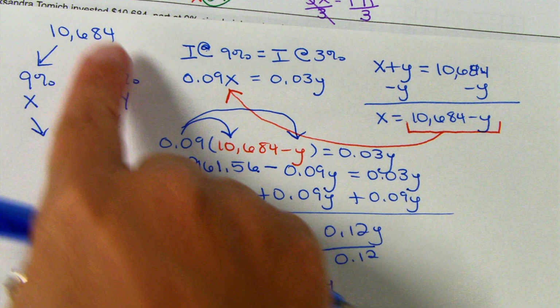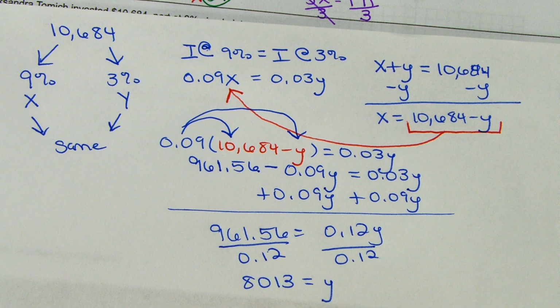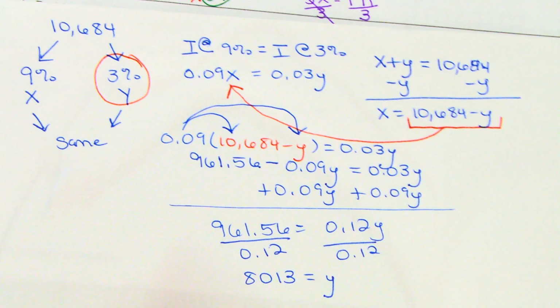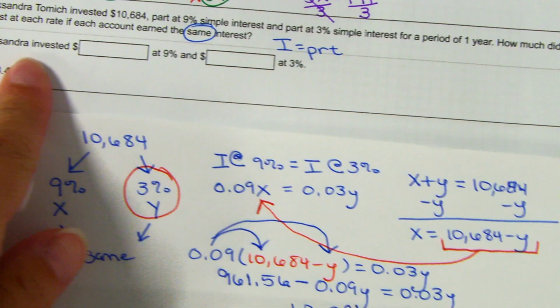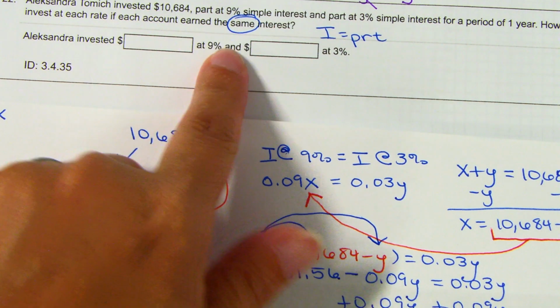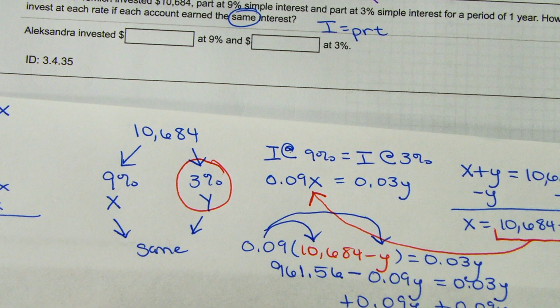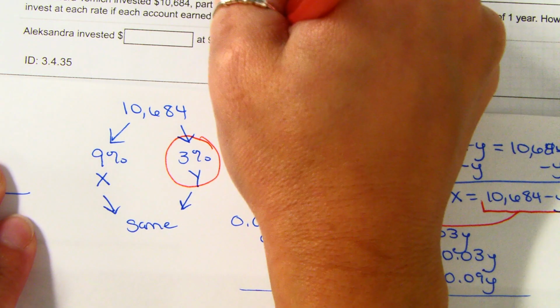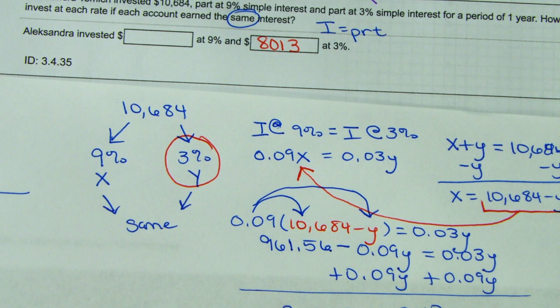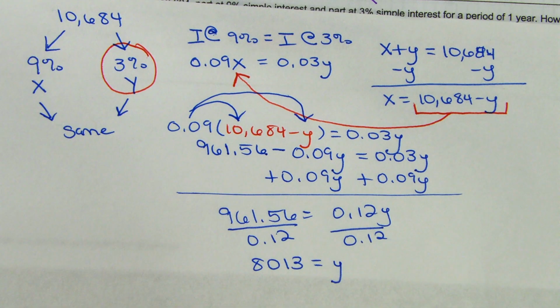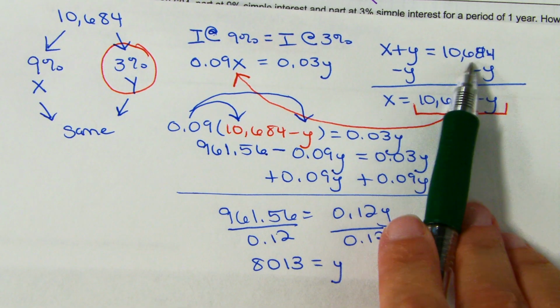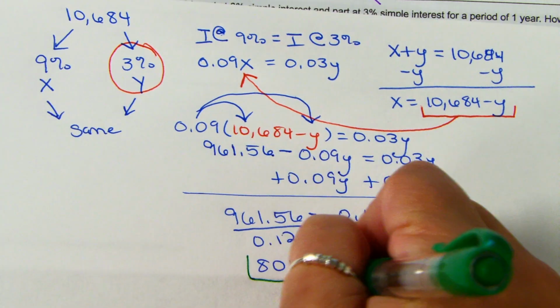I don't need my calculator for right here, but I'm going to need it in a minute because I need to get my y's together, so I'm going to add 0.09y to both sides. So I have 961.56 equals 0.03 plus 0.09, which is 0.12y. Divide by 0.12 on both sides. So I take 961.56 divided by 0.12, and I find that 8013 equals y.